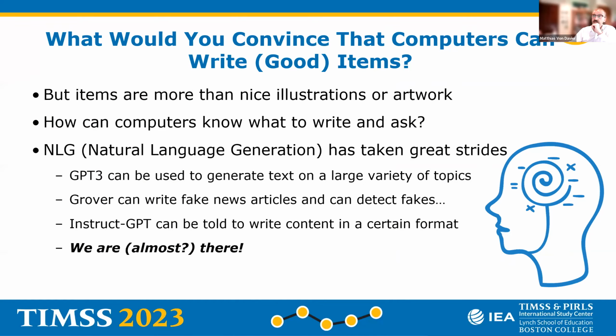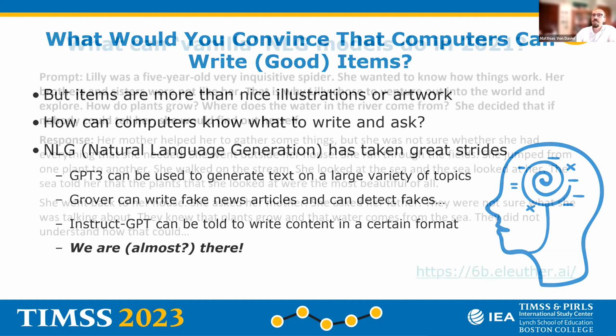Items are, of course, more than just nice illustrations or artwork. How can we know that computers know what and how to write it? This GPT-3 now has a variety, or was trained further, I should say. And there's now InstructGPT that can be told what to write and in what style, for example. Grover is another huge language model that can produce fake news and can detect fake news, can actually see how close real news articles are to other real news articles or what looks more like fake news. So if we are not there yet, I believe we are almost there.